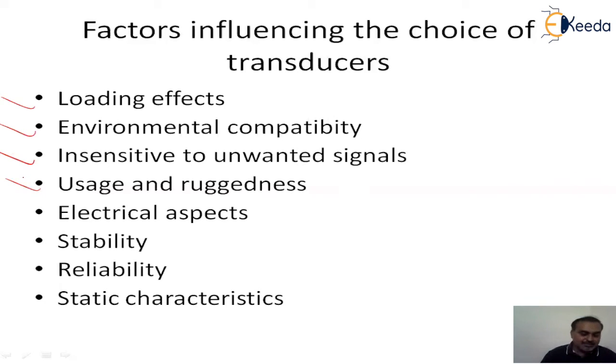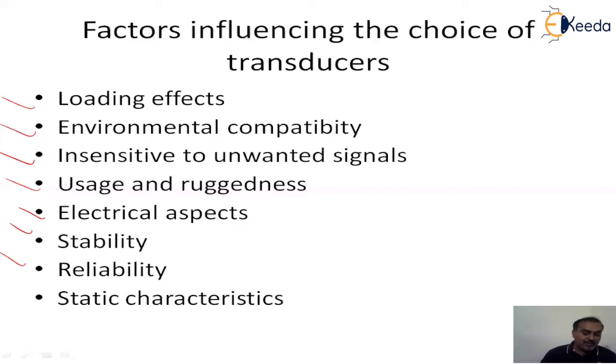Next one is electrical aspects. Electrical aspects means if I give the input, what output I am going to get. We need to check how much output I get in a proper manner. Next one is stability. Stability means how stable this transducer is when working for longer periods of time. Next one is reliability. Reliability means how many years this instrument can be used for longer periods of time. We need to check based upon the reliability.